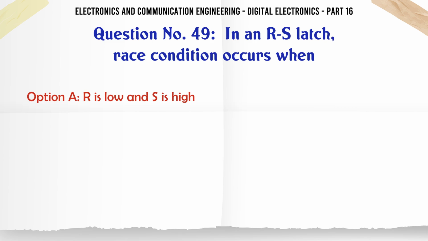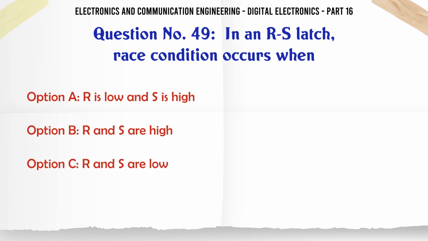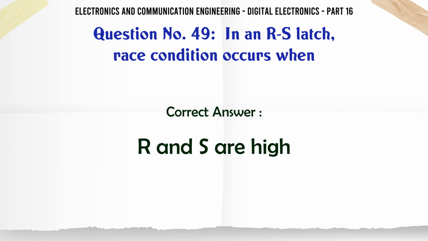In an RS latch, the race condition occurs when A. R is low and S is high, B. R and S are high, C. R and S are low, D. R is high and S is low. The correct answer is R and S are high.